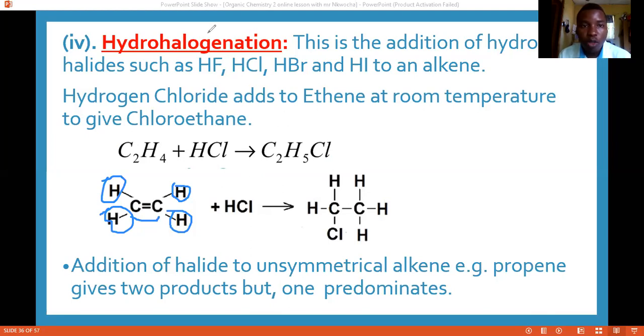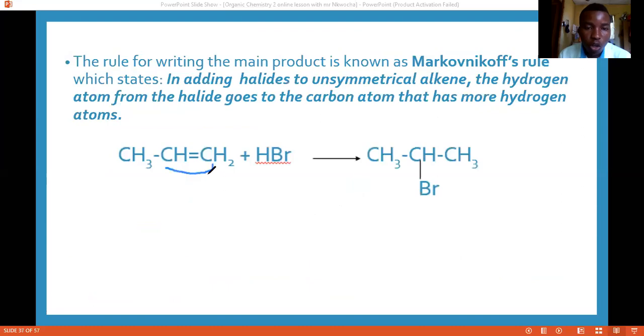But if it becomes unsymmetrical, what do I mean? They are no longer equal. Let's say, for example, look at this one here. This is an unsymmetrical hydrocarbon. These two carbons are the carbons containing the double bond. You can see this carbon contains two hydrogens, while this carbon contains only one hydrogen. So the question is, where will the hydrogen from this hydrogen bromide go to?